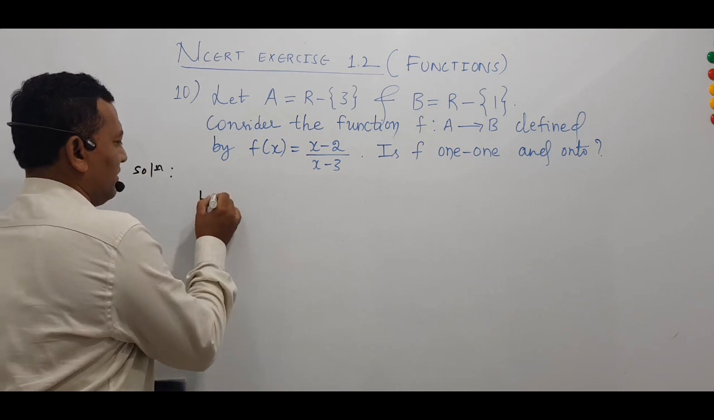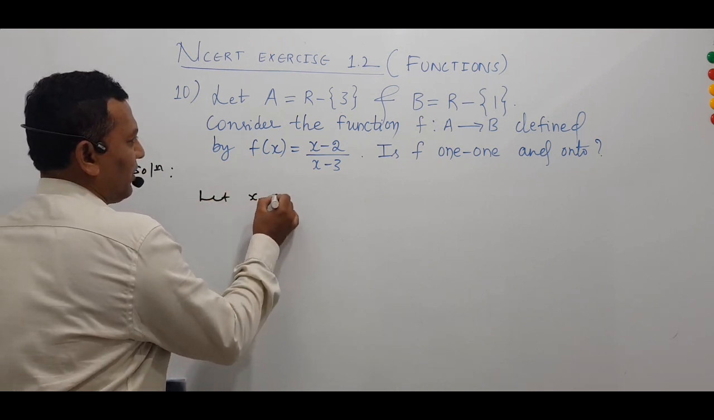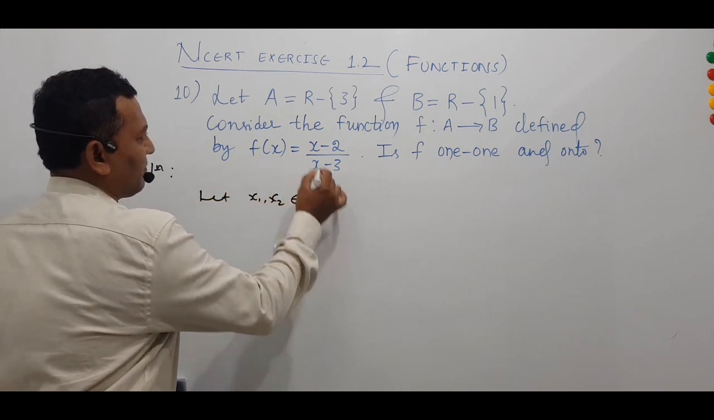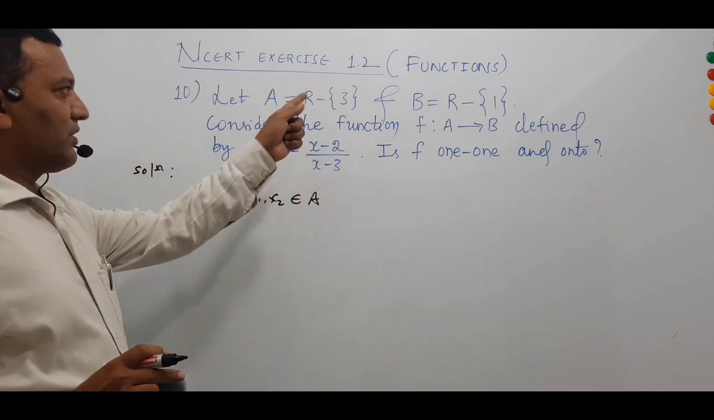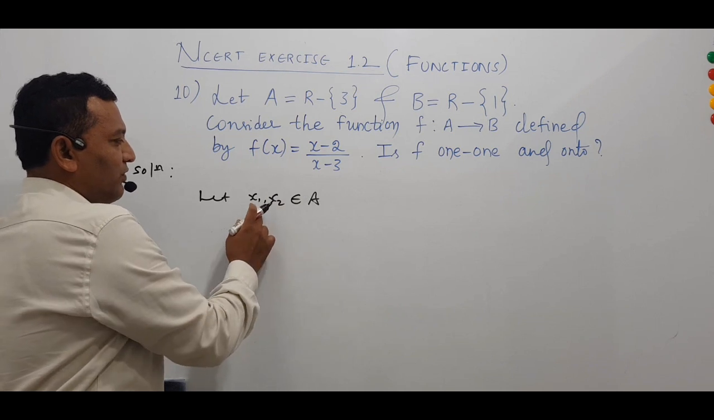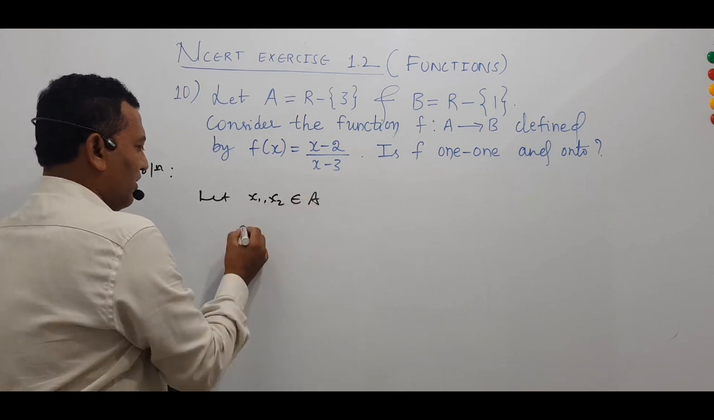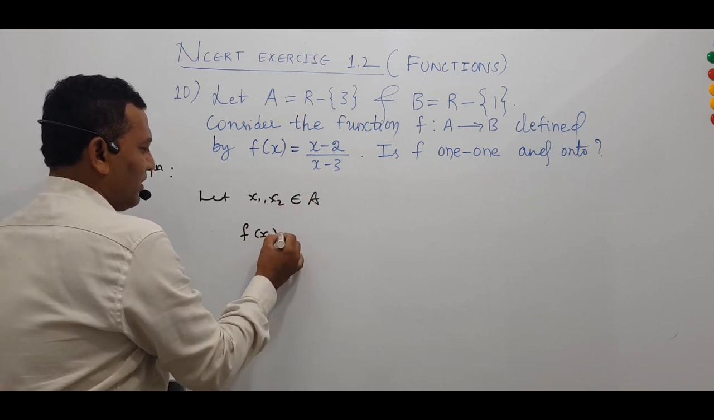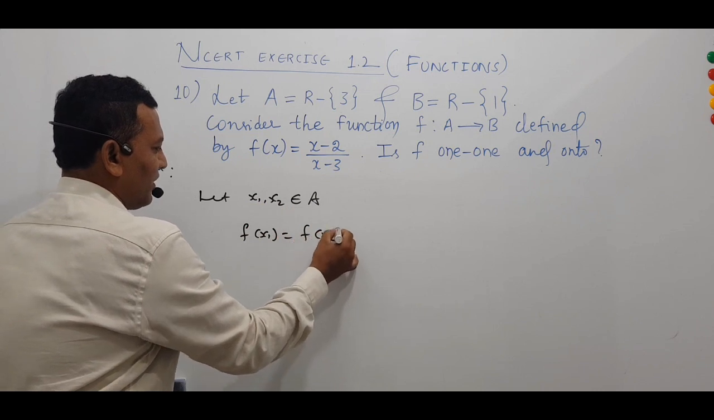Let x1, x2 belong to A. A is R minus 3, that is real numbers except 3. Now for every x1, x2 belonging to A, we will take f(x1) equal to f(x2).